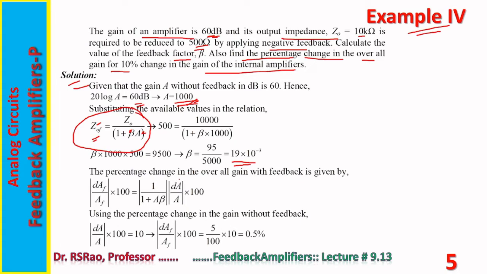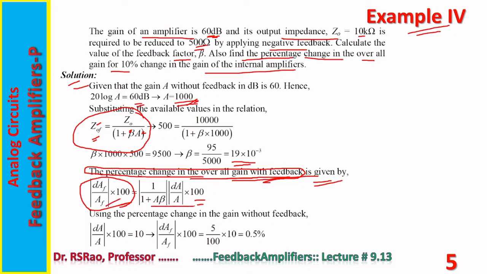The percentage change in the overall gain with the feedback is given by this formula. Mod dAF by AF into 100 is the mathematical expression for percentage change in the overall gain with feedback, and it is equal to mod 1 by 1 plus A beta, dA by A mod into 100. So this is what we want. It is a product of three terms.